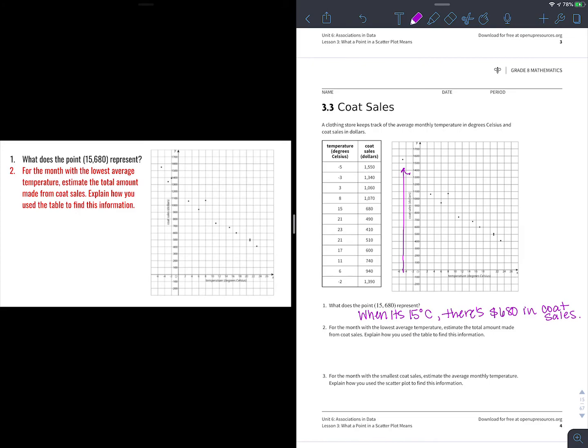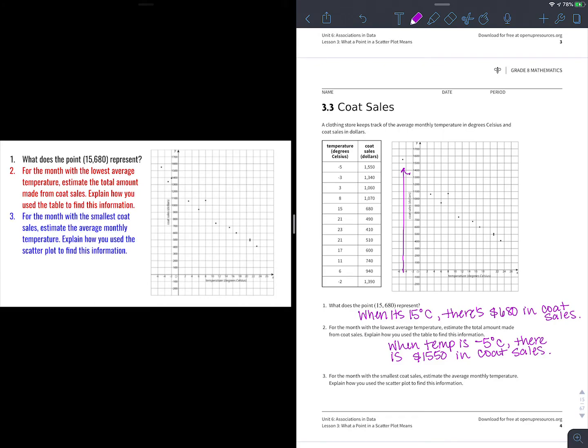it's approximately $1,500 in sales, $1,550. So when the temperature is negative 5 degrees Celsius, there is $1,550 in coat sales specifically.